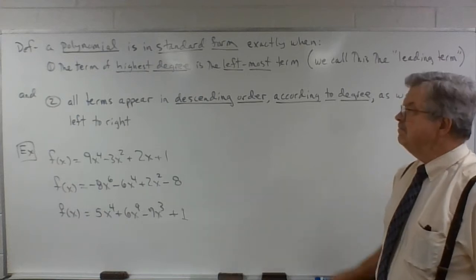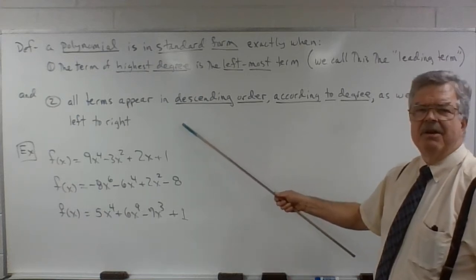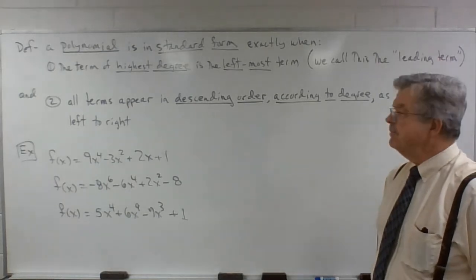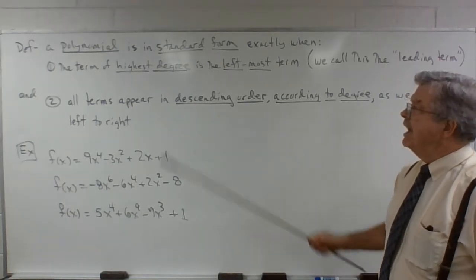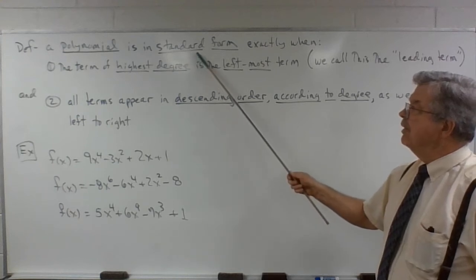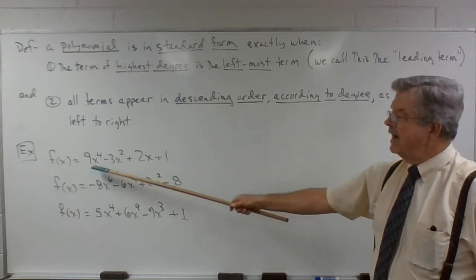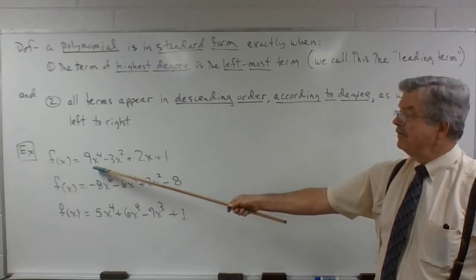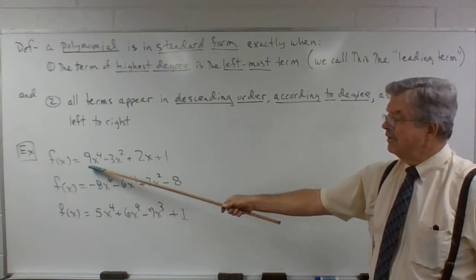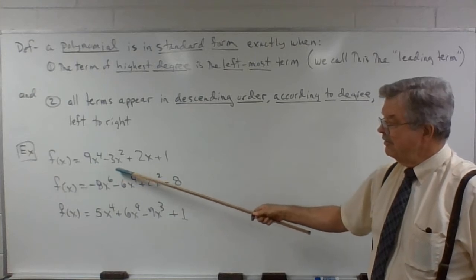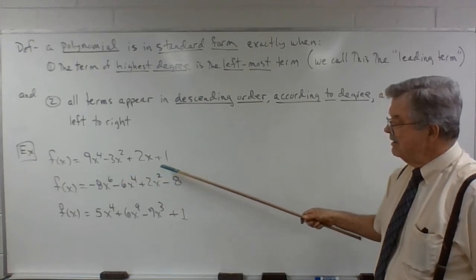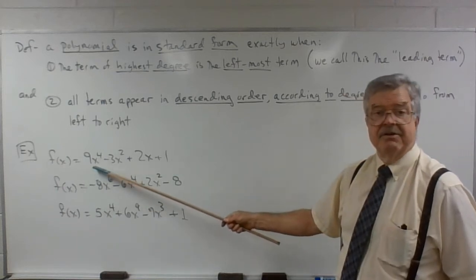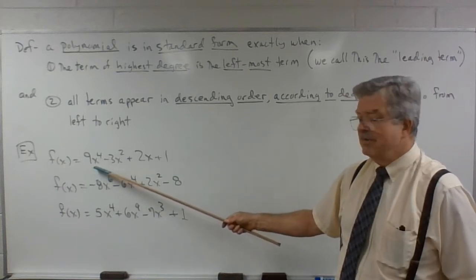And actually, criterion number 2 does define it completely. If a polynomial is in standard form, the term of highest degree will be the leftmost term. In this case, we have degree 4, degree 2, degree 1, degree 0. The term of highest degree, degree 4, is the leftmost term.